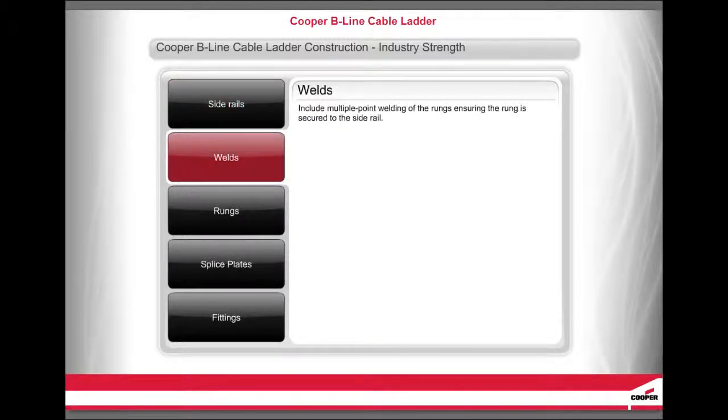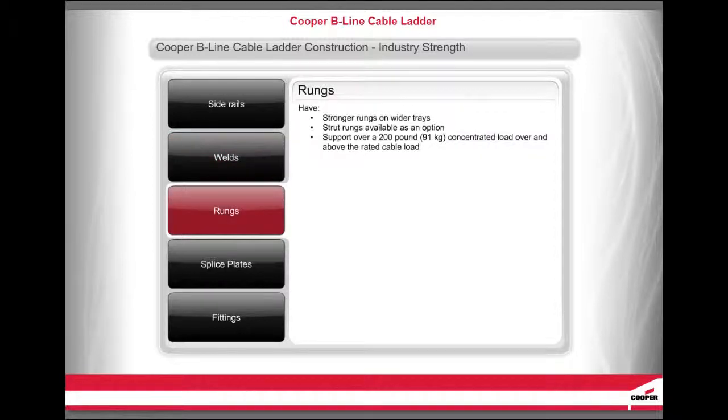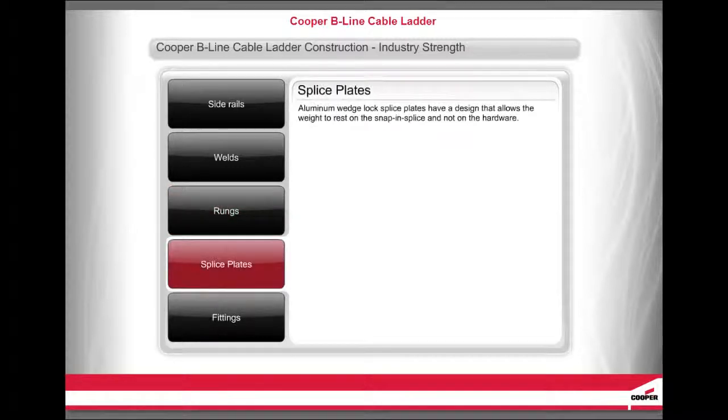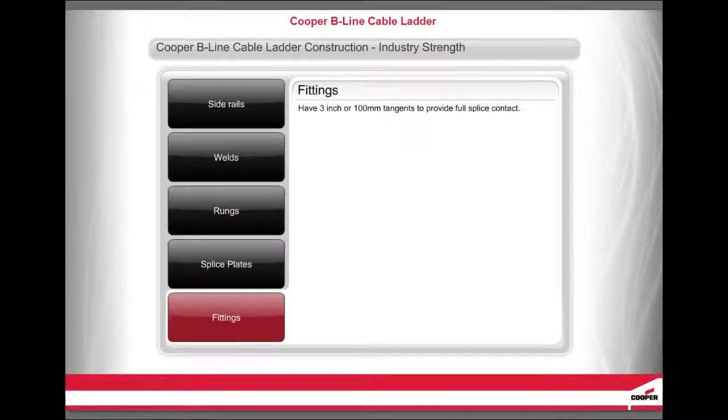Welds include multiple point welding of the rungs, ensuring the rung is secured to the side rail. Rungs have stronger rungs on wider trays. Strut rungs available as an option. Support over a 200-pound, 91-kilogram concentrated load over and above the rated cable load. Splice plates. Aluminum wedge lock splice plates have a design that allows the weight to rest on the snap-in splice and not on the hardware. Fittings have 3-inch or 100mm tangents to provide full splice contact.